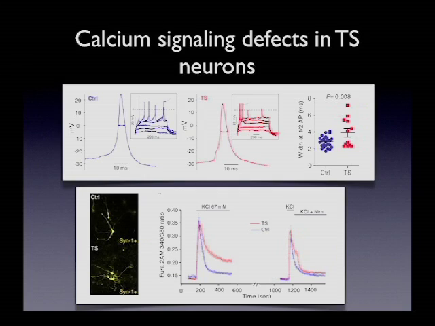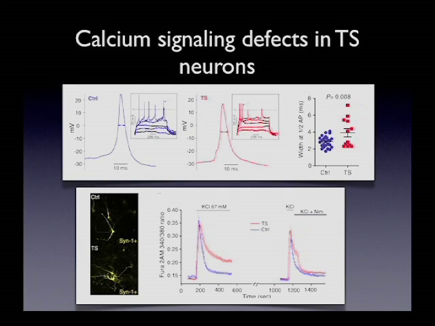Okay, so we took skin cells from her and from other kids with Timothy syndrome. We converted them to stem cells, and we made them into neurons. So one of the first things we did is we looked at the electrophysiology of the cells. We did this because it turns out that this is a mutation in this voltage-gated calcium channel, and we thought that it might change the electrical properties of the neuron.